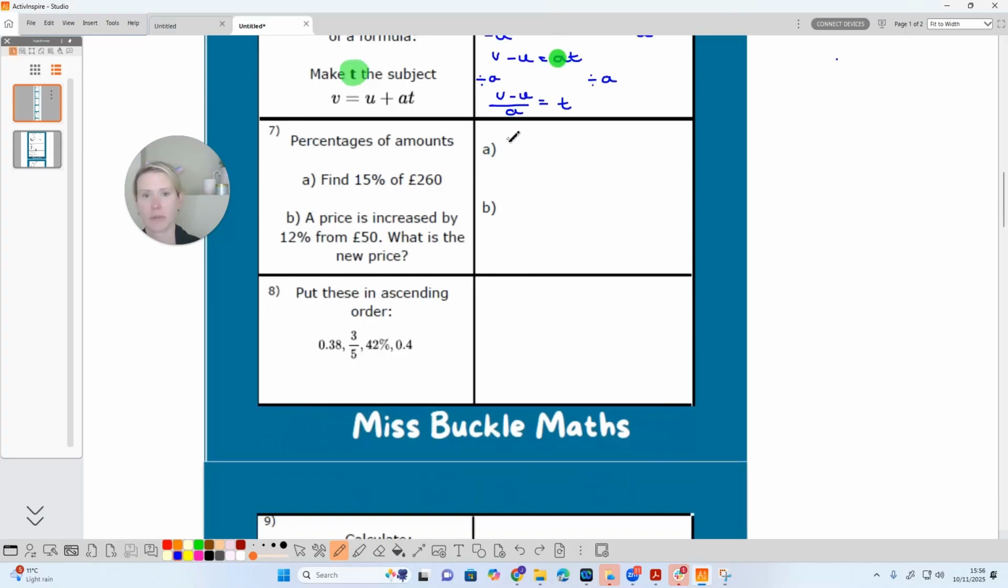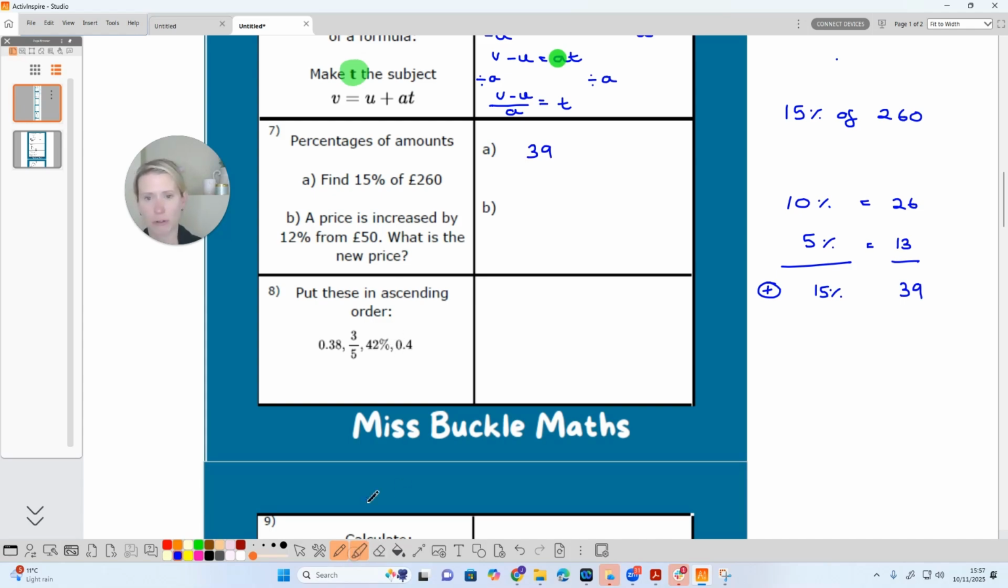Finding 15% of 260. So I break this up. I'm going to find 10% to start with, then 5%, and that will enable me to add those two together to find 15% in total. To find 10% we divide by 10, so 260 divided by 10 is 26. The reason we're dividing by 10 is because there are 10 tens in 100%. 5% is half of 10%, so that's going to be equal to 13. So in total, 15% is going to be 26 plus 13, which is 39. So 15% of 260 is 39.